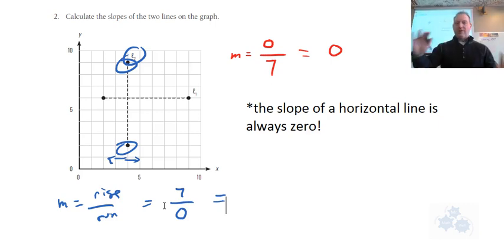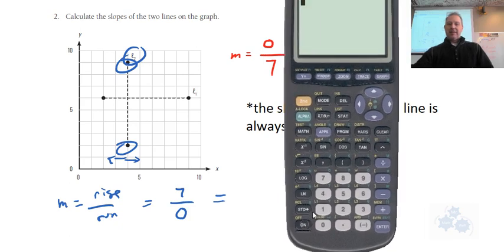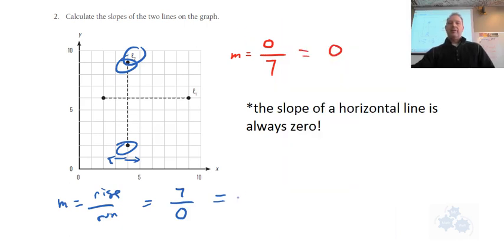Okay, we won't talk too much more about that. But on your calculator, if you go 7 divided by 0, it's an error. The error is that you can't divide by 0, because you can't divide it into 0 groups. So we're going to say undefined. That's what we're going to call the slope of a vertical line.